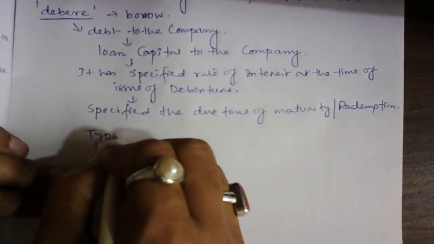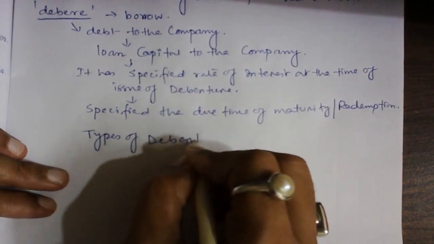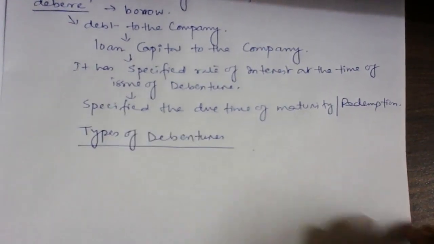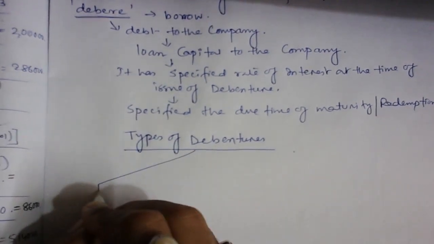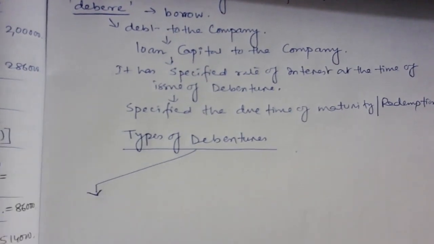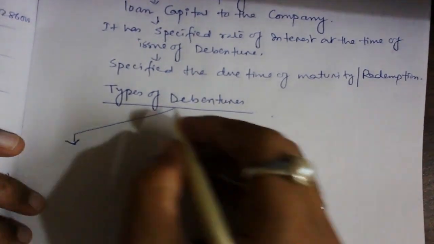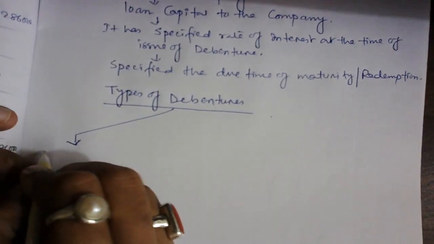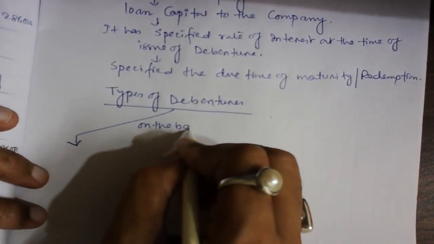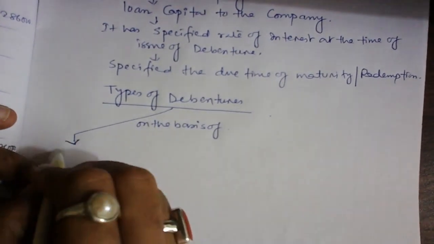Sir, types of debenture. Guys, make a note of that. Types of debenture, sir. In case of types of debenture, what we need to do? Number one, first of all, on the basis of security. You can write here: on the basis of security.